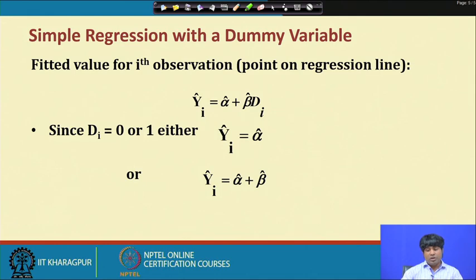So, if d equals 1, then y cap equals alpha cap plus beta cap. If d equals 0, then we simply have y cap equal to alpha hat. So, that is the kind of difference. We have two different options only, the first option and the second option. That means when you apply different dummies, we have plenty of options by default, right.